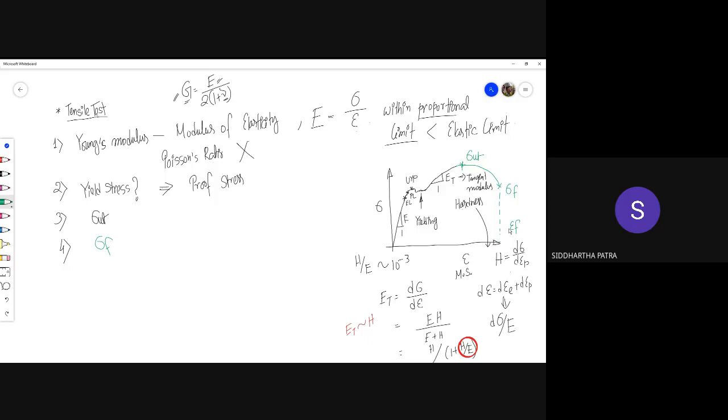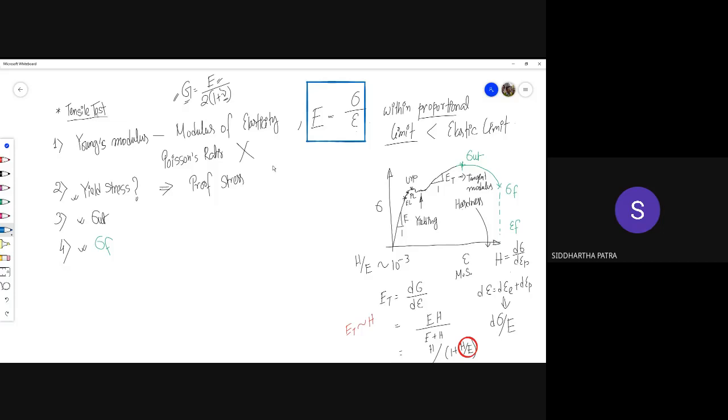Which we discussed in the previous class. That is a measure of ductility. The fracture strain is a measure of ductility. Now, these are the important properties that we get out of the plastic zone of the stress strain diagram coming from the tensile test. Now, I have a thing to say about the definition of Young's modulus.